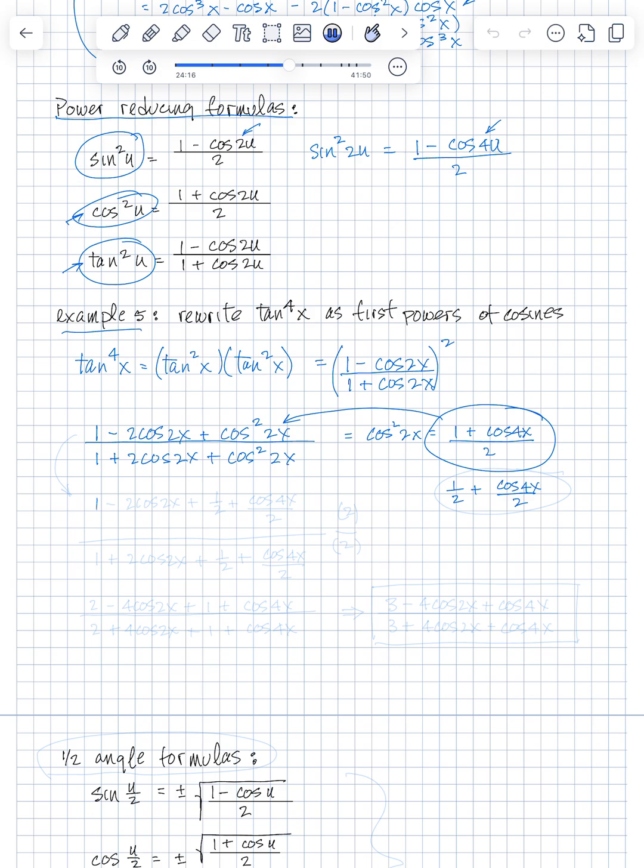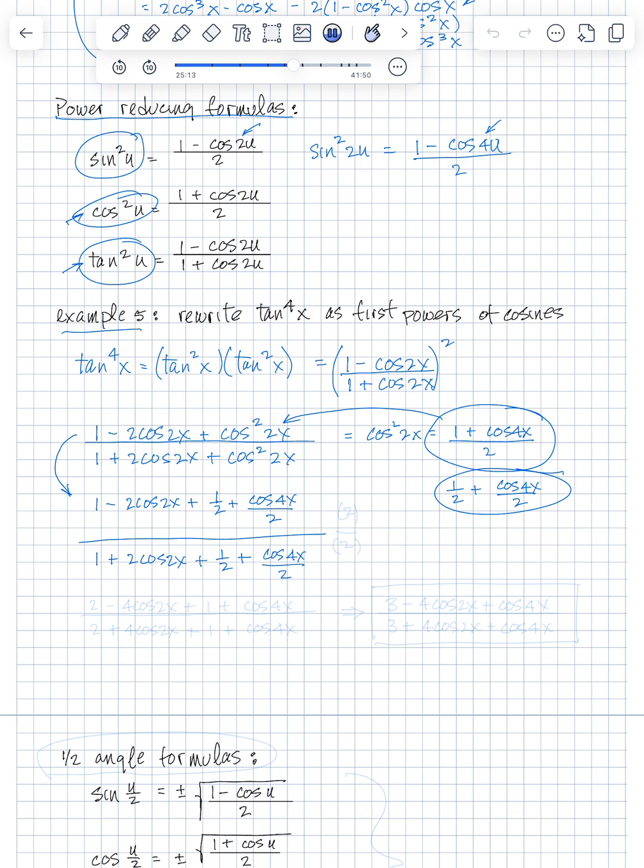So let me do that. So we have a 1 plus, oh, it's minus. 1 minus, I'm just rewriting the numerator right here. 1 minus 2 cosine 2x plus, now I'm going to substitute this in, 1/2 plus cosine 4x over 2. And then the denominator is going to be 1 plus 2 cosine 2x, and that's the same thing, plus 1/2 plus cosine 4x over 2. Well, we've done it.